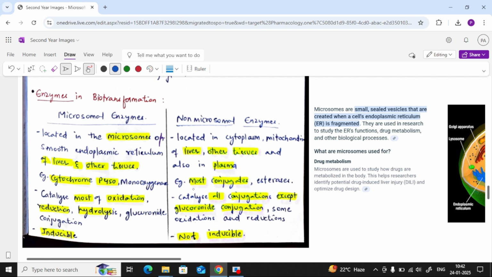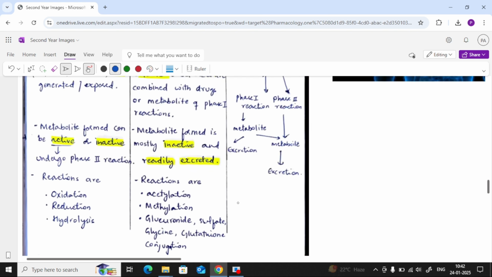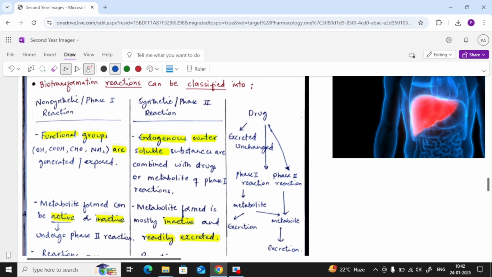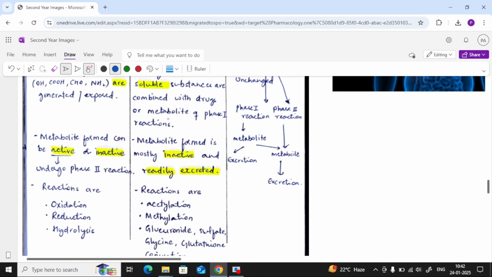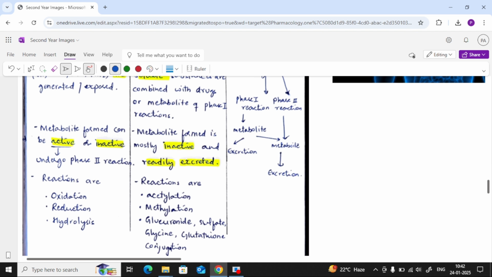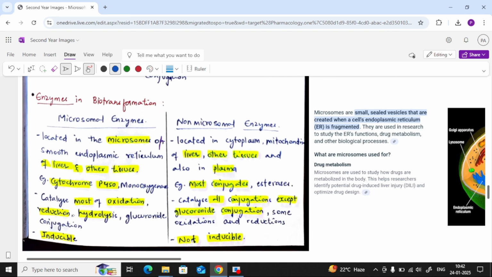Now what are the examples? Most conjugates and esterases are examples of non-microsomal enzymes. They catalyze all conjugates except glucuronide conjugation, and some oxidations and reductions, and they are not inducible. Non-microsomal enzymes mainly help in synthetic reactions. All conjugates are non-microsomal, and some of the oxidation reductions also happen with non-microsomal enzymes. I hope you understood about the enzymes in biotransformation.